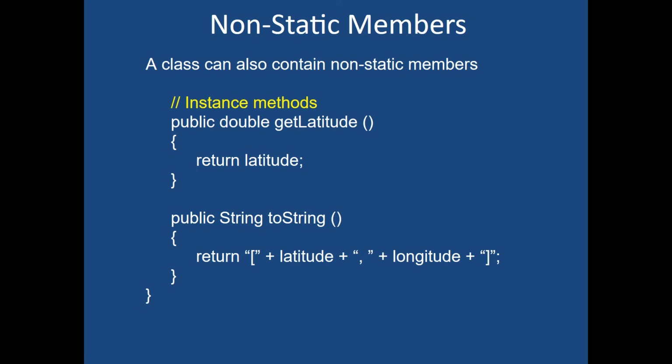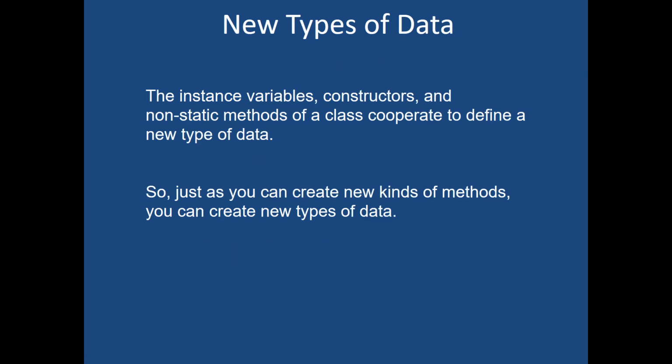Just like we spent the last 6 weeks learning how to build, I've told you, writing programs is often about building parts, building pieces. Okay? We were looking at one kind of part last 6 weeks, static methods. Now we're going to look at a different kind of part, new classes of data. So the entire Java library was implemented as a series of classes in this fashion. Okay, and this is what I just said. The instance variables, the constructors, and the non-static methods cooperate to define a new type of data.